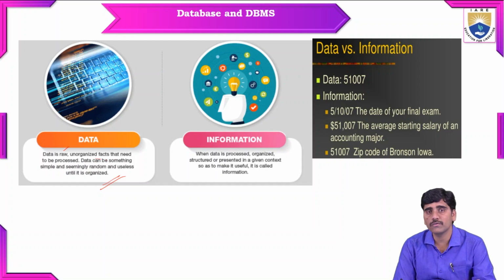So that is all about data. But when data is processed, organized, structured, and presented in a given context so as to make it useful, it is called what? Information. So when data becomes processed, organized, and structured in a given context, so that it is useful, it is called information.